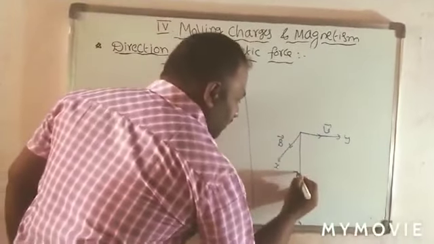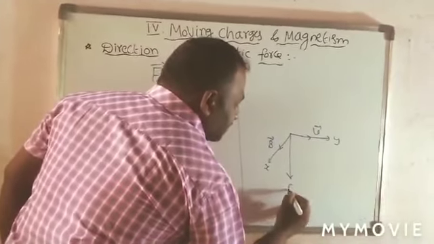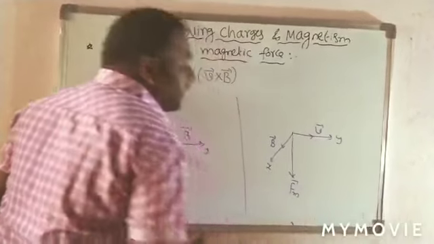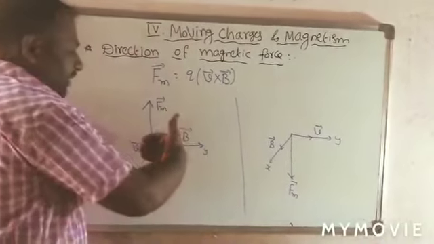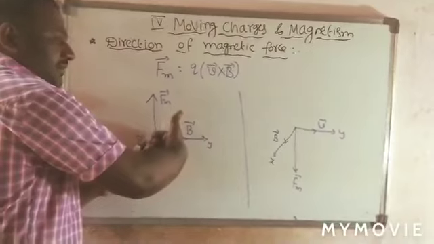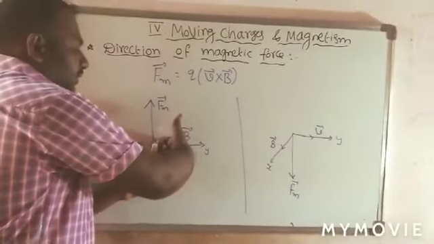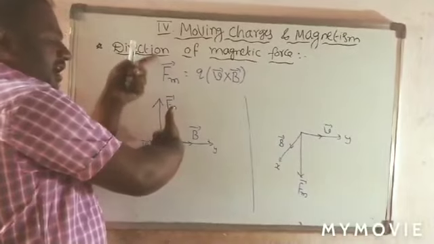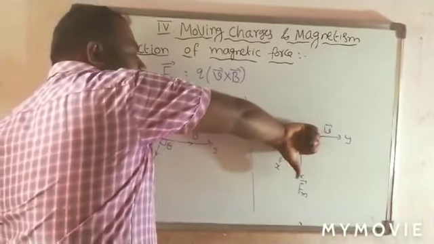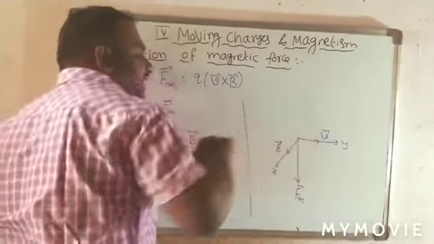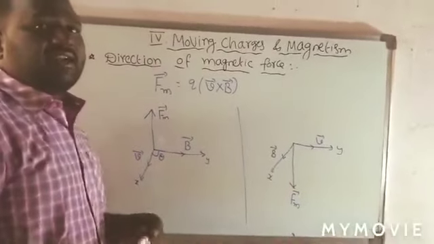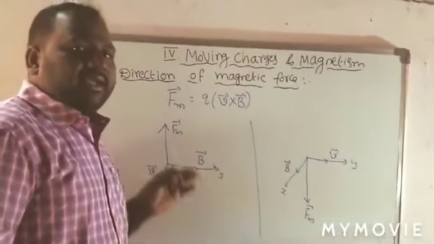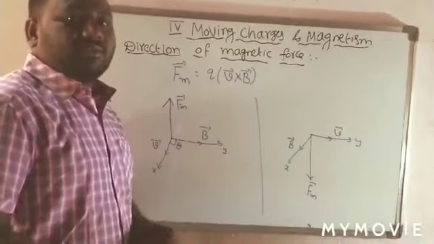So now here the force is in the downward direction. In this manner, we are always curling our fingers from velocity to field. When we curl in this manner, it represents the upward direction. When we curl in this manner, it represents the downward direction. So like that, we are going to find the direction of the magnetic force.